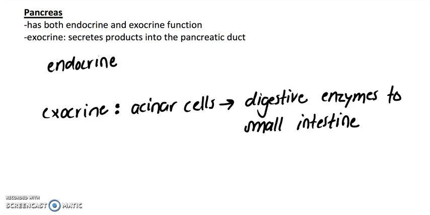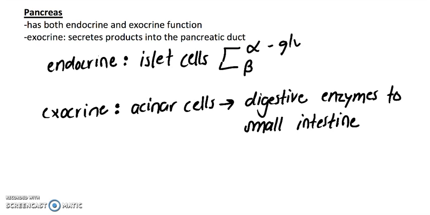Okay, the endocrine part, these are the islet cells. In the islet cells, we have alpha cells. We also have beta cells, and there are other types, but we'll just focus on these two for now. Alpha cells are going to secrete a hormone called glucagon. Beta cells are going to secrete a hormone called insulin. Okay, and the one way I remember which one secretes which: here's the Greek letter alpha, and there is an A in glucagon.